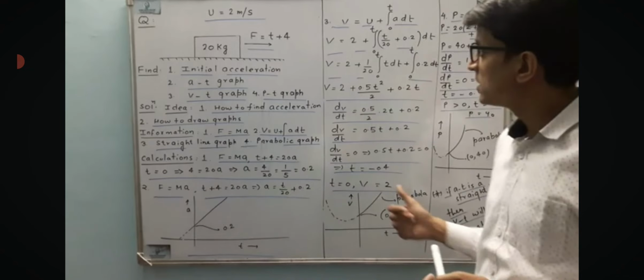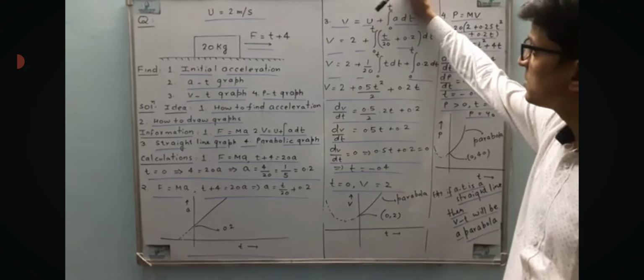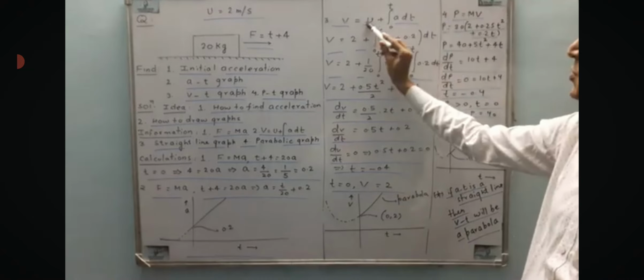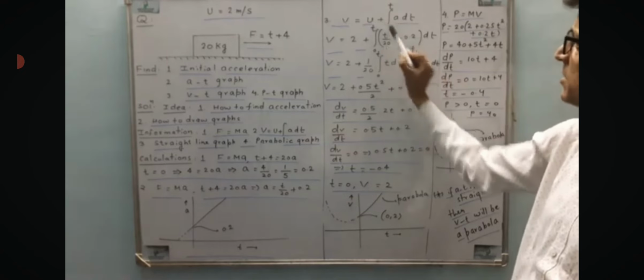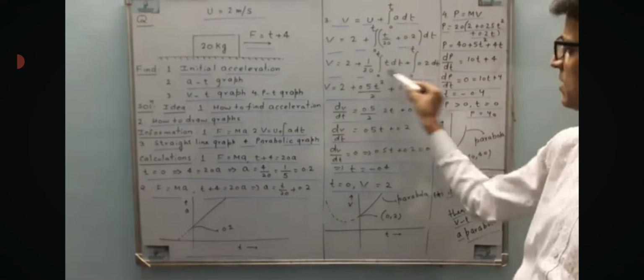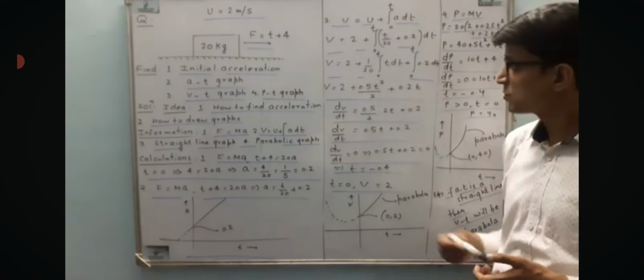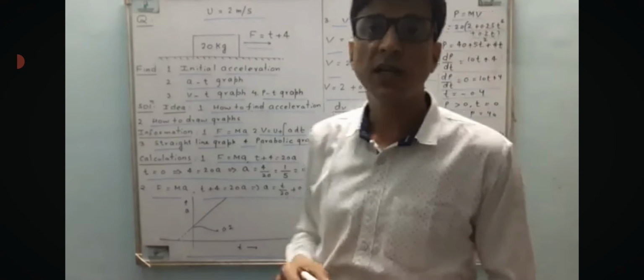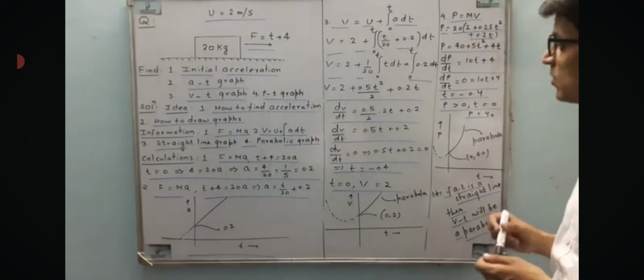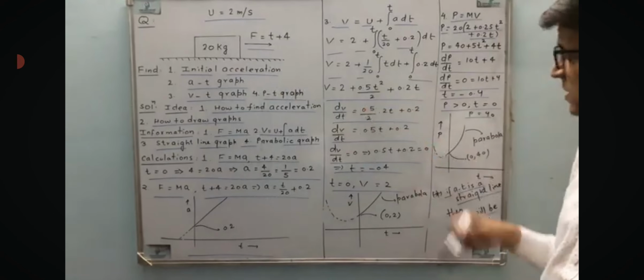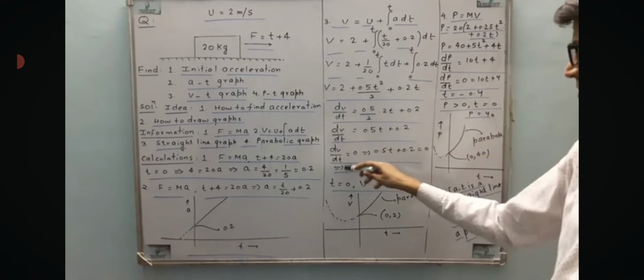The next is we know that v is equal to u plus integration of a dt. So u is 2, a has this value, integration dt under the limit 0 to t. After solving we get this as v. Since this is a quadratic equation in t, we know that the graph is to be a parabola. Let's find the vertex of the parabola. For that, just differentiate velocity. So you get this one, and t is equal to minus 0.4.